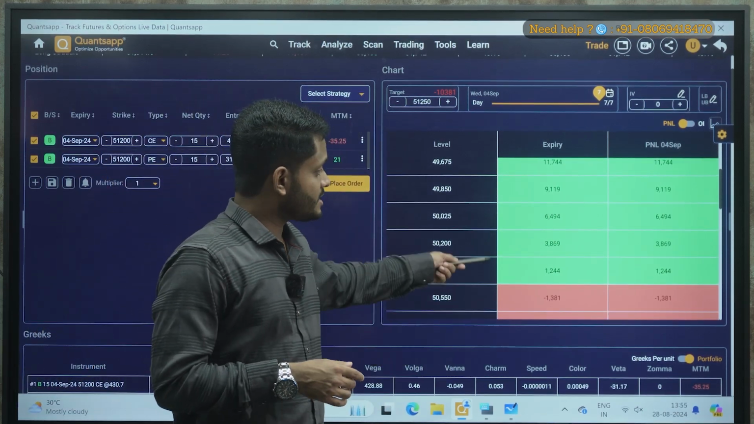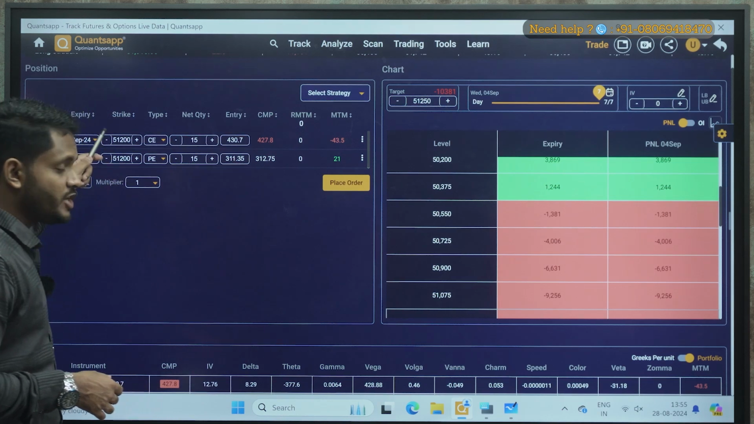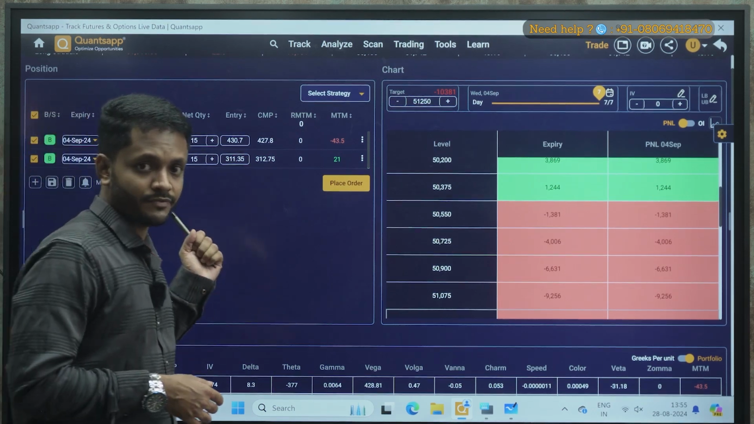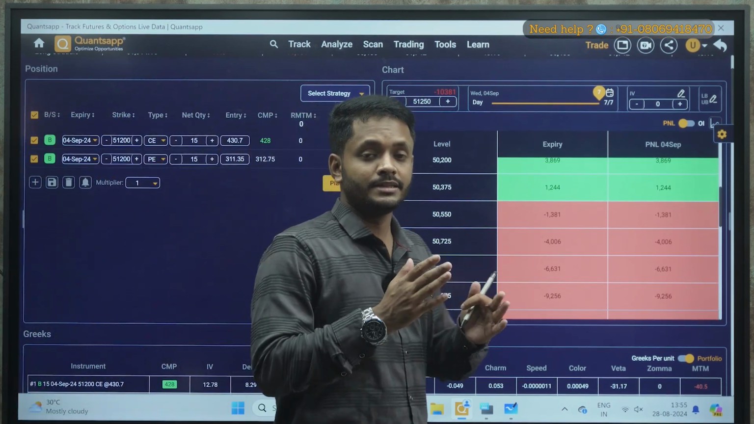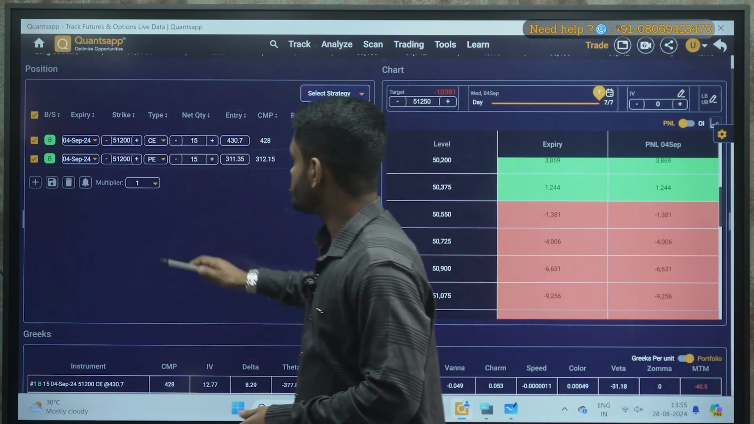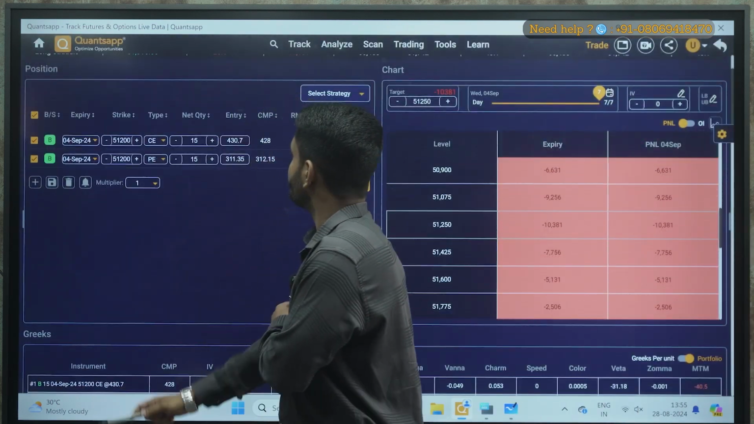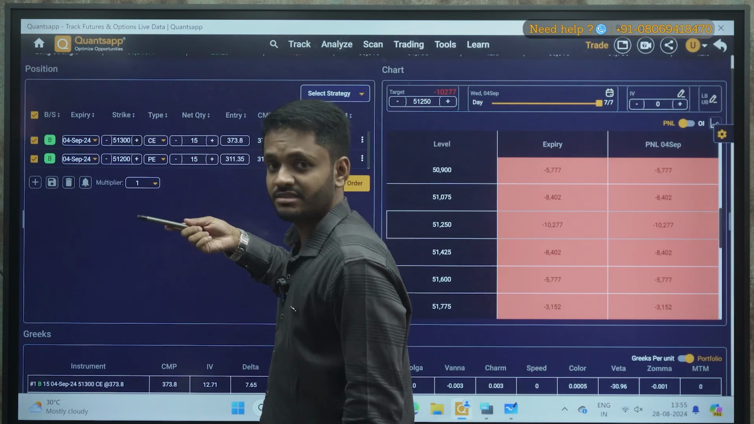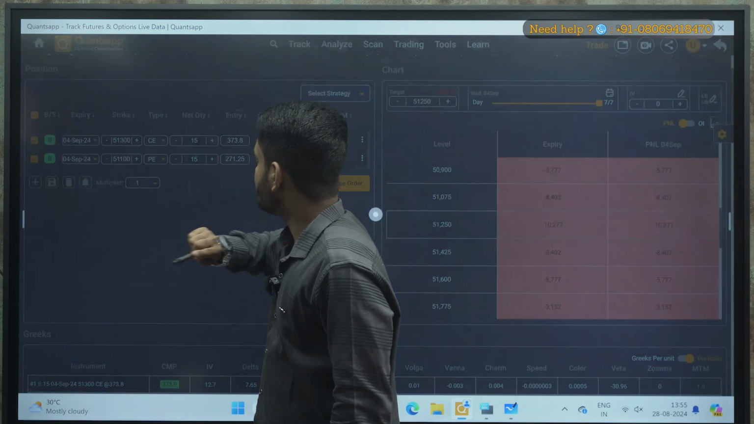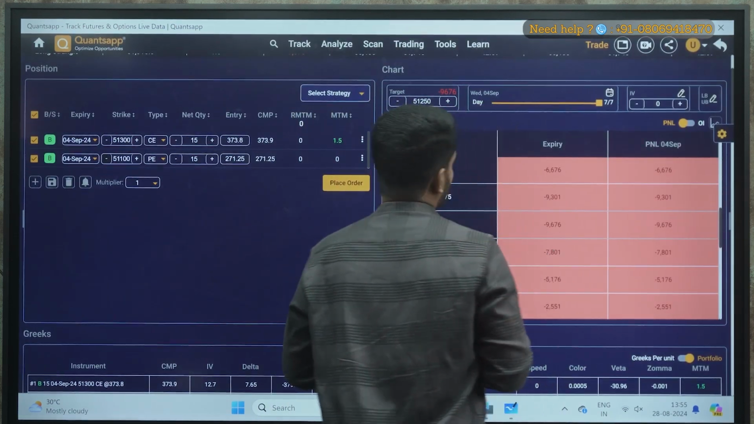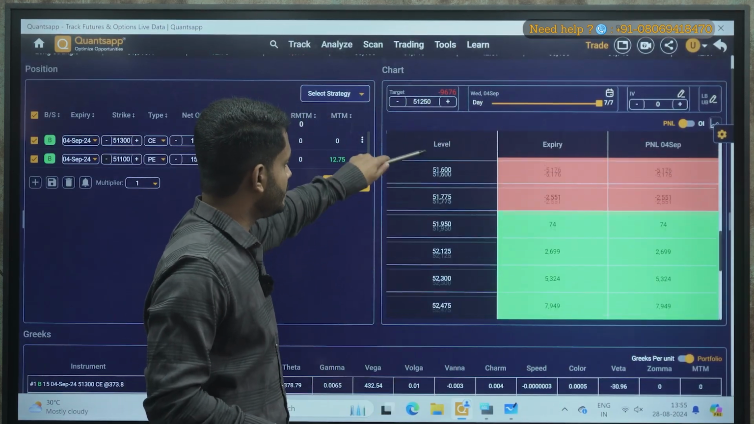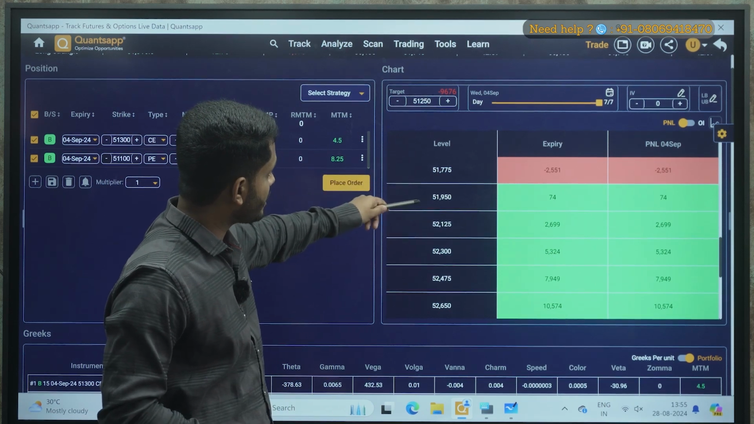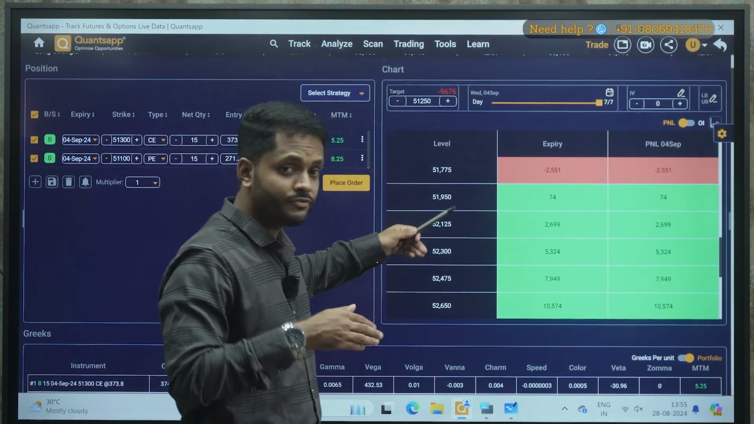And just assume if I change this to a strangle instead of a straddle, the range will be even broader. The current price is say 51,200, correct? Let me go one strike above, that is the 51,300 call, and let me go to the 51,100 put. Now you check again. See, your break even starts somewhere at 51,950 and above.